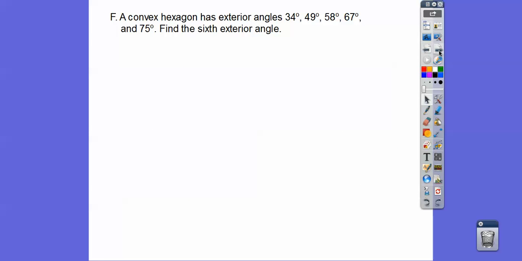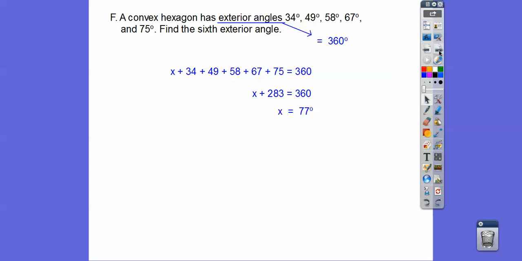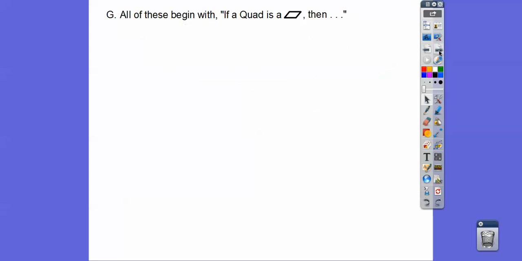Okay, so a convex hexagon has exterior angles 34 degrees, 49 degrees, 58 degrees, 67 degrees, and 75 degrees. Find the sixth exterior angle. Okay, so the key word is exterior angles, so those always add up to 360. So add them up, solve for x. That last angle is 77.